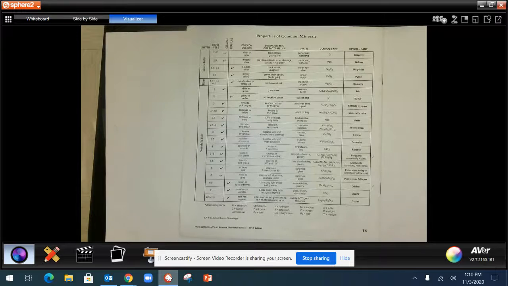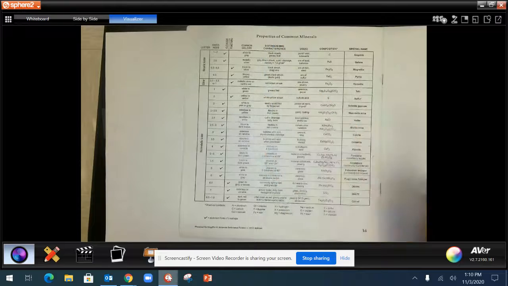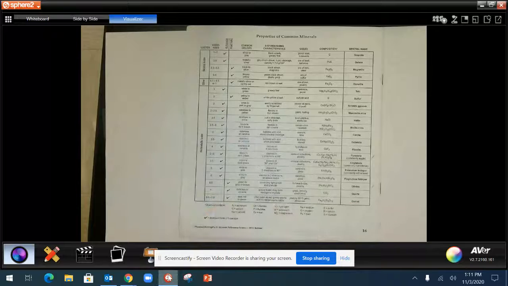All right, ladies and gentlemen, we're going to look at page 16 of the reference tables. This is called Properties of Common Minerals. And as you'd imagine, this tells us a lot about minerals. So we're going to work from the left of the chart to the right. And the first three columns we have are common physical properties that you will test for.